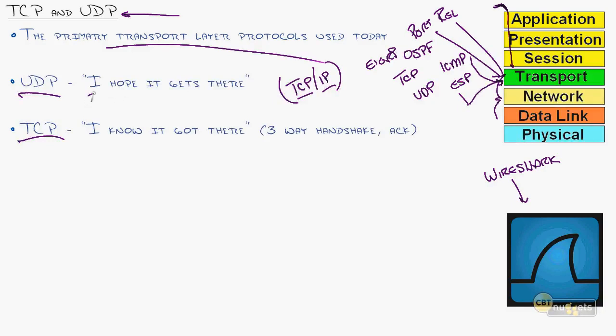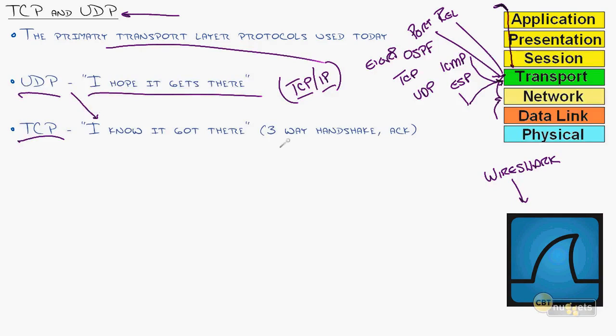So first off, let's get into UDP. And when we were talking about the OSI model, I got into a little bit of this. Like, why would you want to send something unreliable? Like, I hope it gets there. Well, the first thing to understand is that there is a cost to reliability. In order to say, I know it got there, there's a lot of setup that takes place.